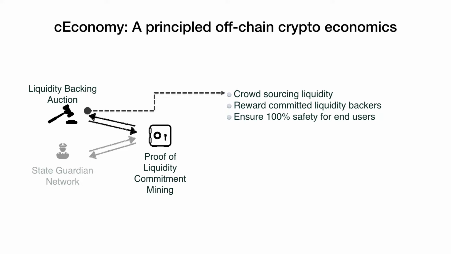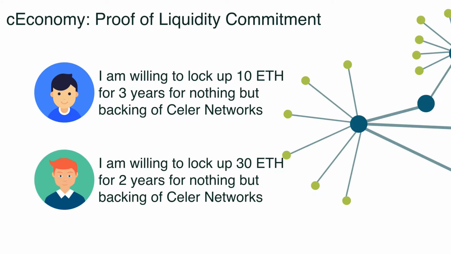For this part I won't go into the detail of each of the mechanisms, but let me just give a very high-level overview. The proof of liquidity commitment mining is something like this. It's a way you get Celer token. How do you get Celer token? You commit your liquidity into a small black box, and you say, okay, my liquidity is going to be locked in Celer Network for, let's say, 3 months, and it's not going to move. I'm committing to that. Once you commit, there's no way you can extract it.